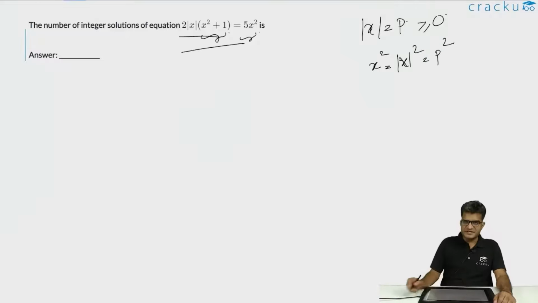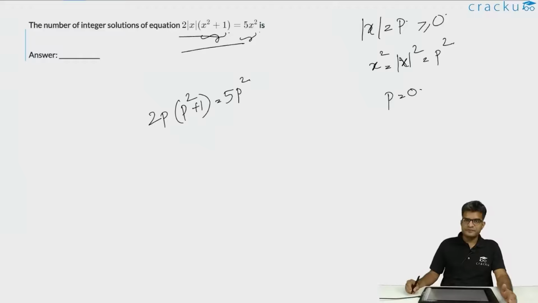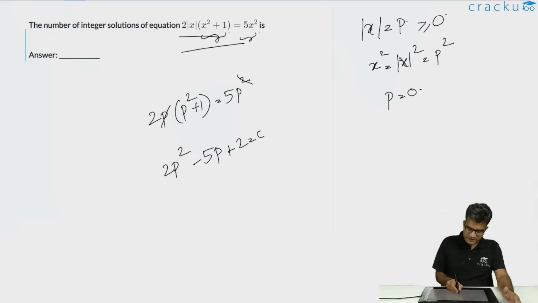So the given equation is equal to 2 times p into p square plus 1 is equal to 5p square. Now one solution for this is that p is equal to 0, and if p is not equal to 0, we can cancel 1p over here and here. So this would be 2p square minus 5p plus 2 is equal to 0.